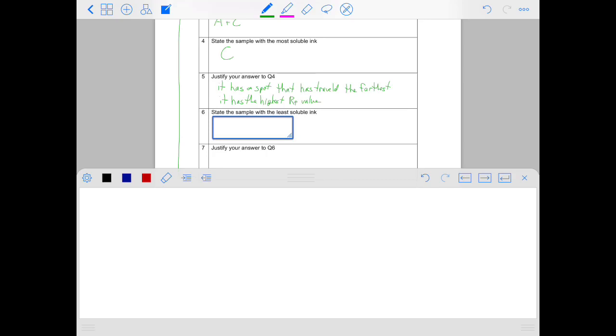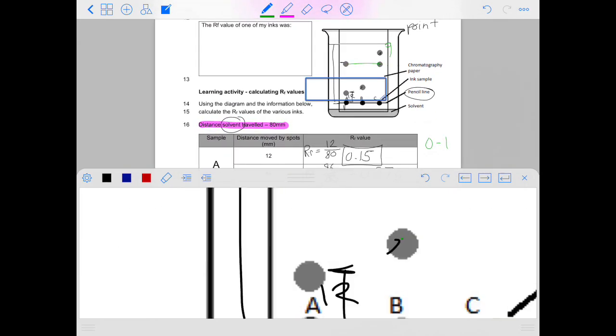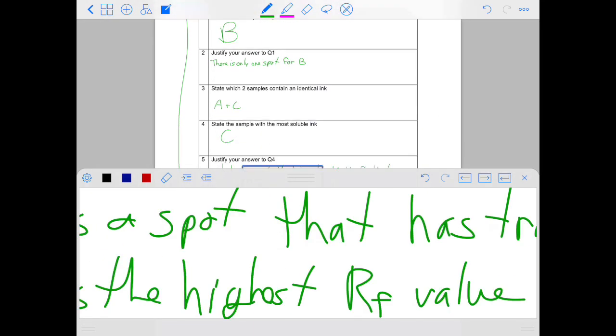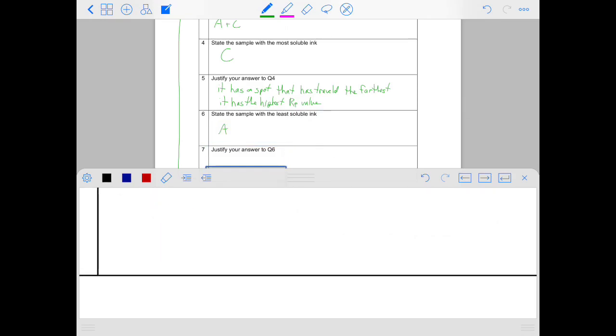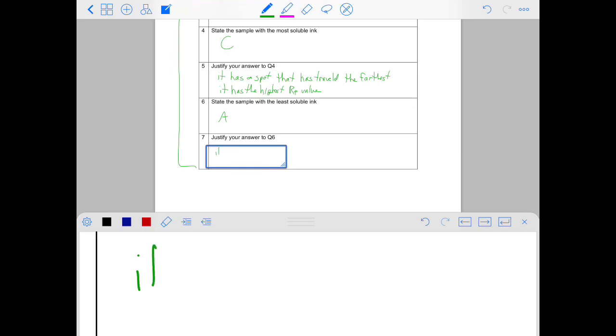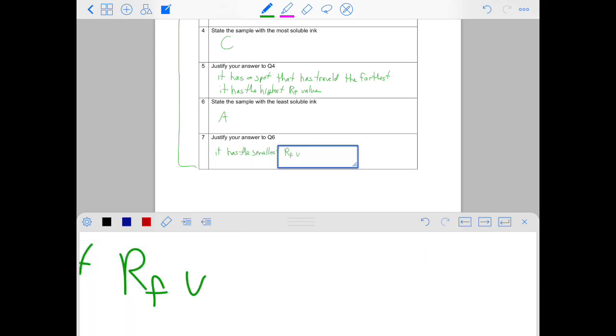The sample with the least soluble ink, you look, and that would be A, would be this spot here. So that would be A. And again, because it's the opposite of 4, so it has a spot that has traveled the least far, or it has the smallest RF value.